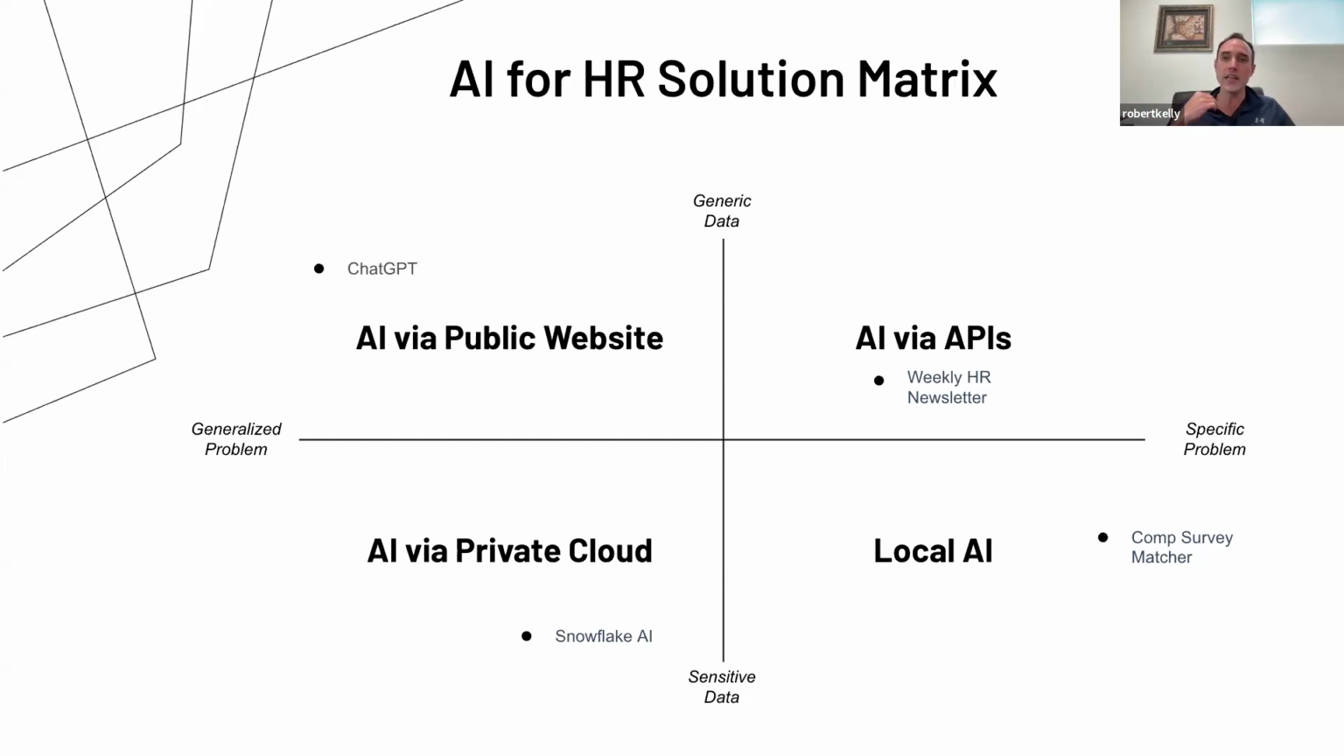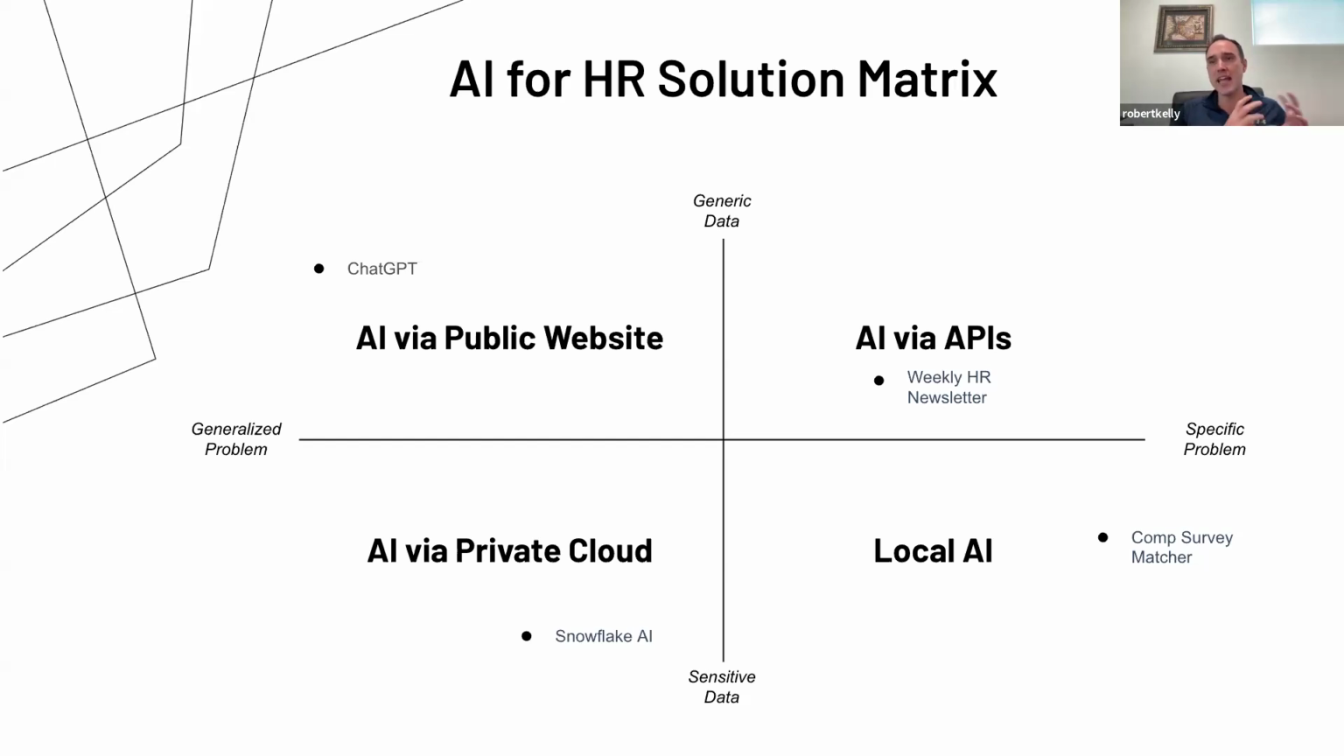But because it's hosted on an external server, we have to be really cautious as we think about HR applications, about what data we would give to that. So you couldn't, for example, or you shouldn't, give ChatGPT personally identifiable information. So: generalized problem, generic data, AI via public website.